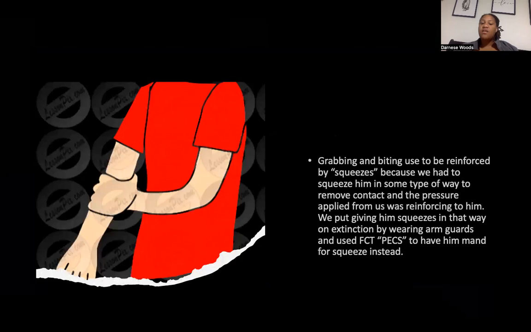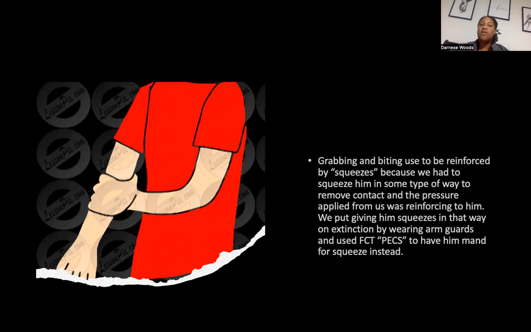Grabbing and biting used to be reinforced by squeezes, because we had squeezed him in some way or applied some type of pressure, and that was reinforcing to him. We put giving him squeezes in that way on extinction by wearing arm guards, and he used FCT, functional communication. His functional communication was PECs to have him mand for squeezes instead.